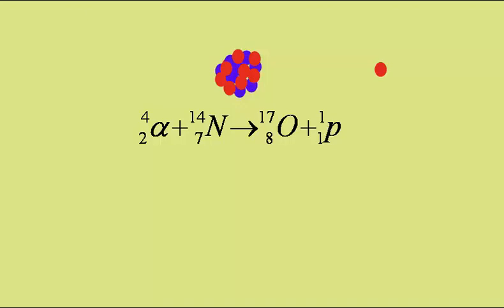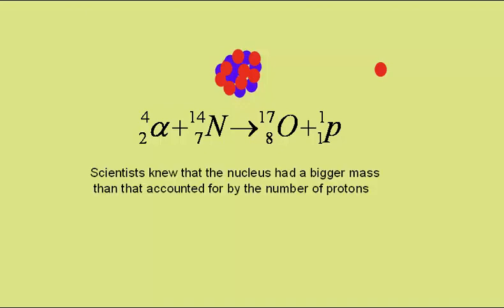At this stage, scientists did not know of the existence of the neutron, but they did know that the nucleus had a bigger mass than that accounted for by the number of protons alone. The search was on for the neutron.